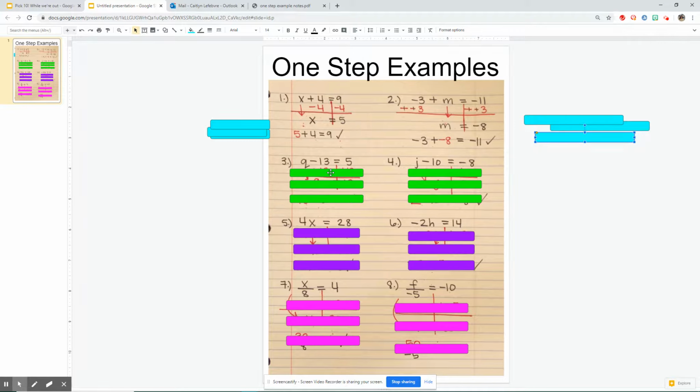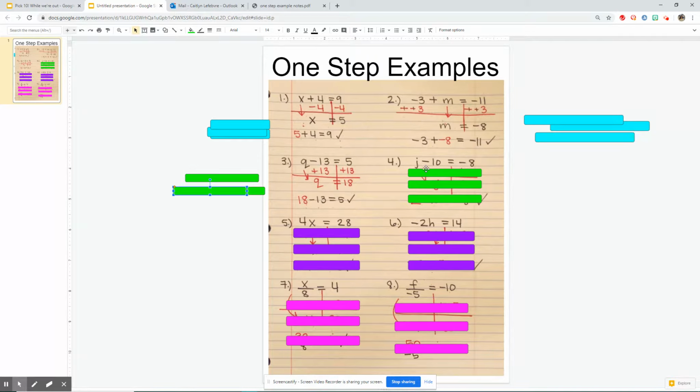Okay, number 3: q minus 13 equals 5. I'm subtracting 13, so I want to undo that by adding. I'm going to add 13 to both sides, bring down my q. I get q equals 5 plus 13, which is 18. Then I go ahead and check. 18 minus 13 equals 5. Yep.